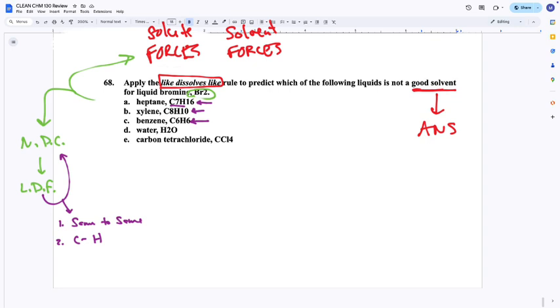And if we go through and read the question really carefully, apply the like dissolves like rule, cool, to predict which of the following is not a good solvent. Everything I answered was for it to be a good solvent. So I misread the question and lost the "not."